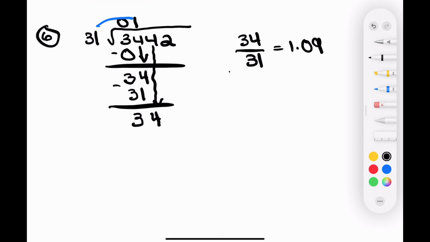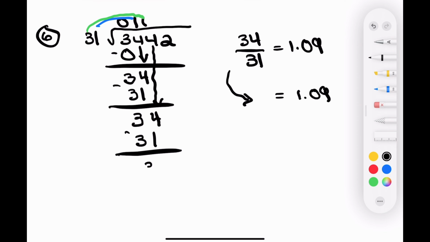34 divided by 31, again, is going to give us 1.09. We have this same situation, so another 1 goes in the top. Yet again, we're going to go 31 times our next number here. So 31 again. We subtract the 2, which is going to give us 3, and we drop the next available digit.